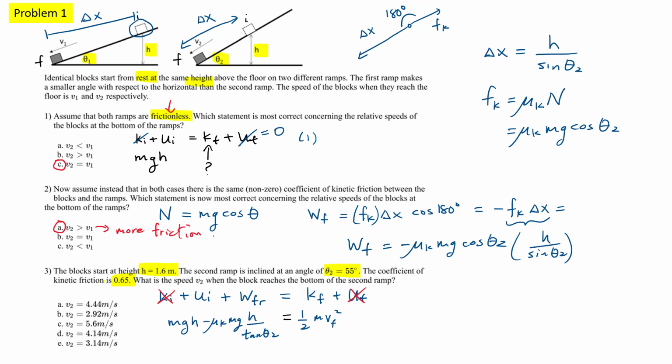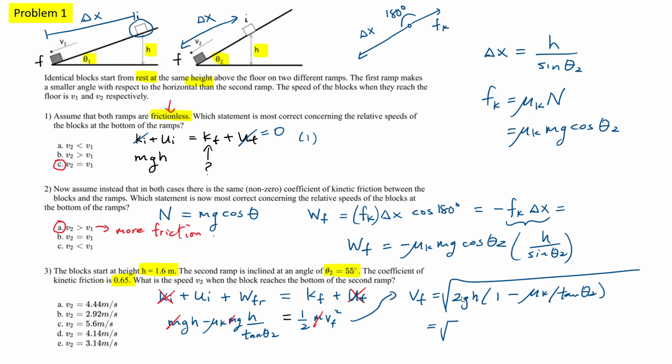Now we're going to simplify some of the terms. You notice that the mass is everywhere, so you can go ahead and eliminate the mass. The other thing now is I can simply just isolate for v final. So this is what I'm going to do right here. So bring the 2 on the other side, and I have to take the square root. So this is what my algebra looks like for my final expression. All right, I get 2gh, 1 minus mu k, and then here I have to simply divide by tangent of that angle theta 2. All right, so now we substitute our numbers in here.